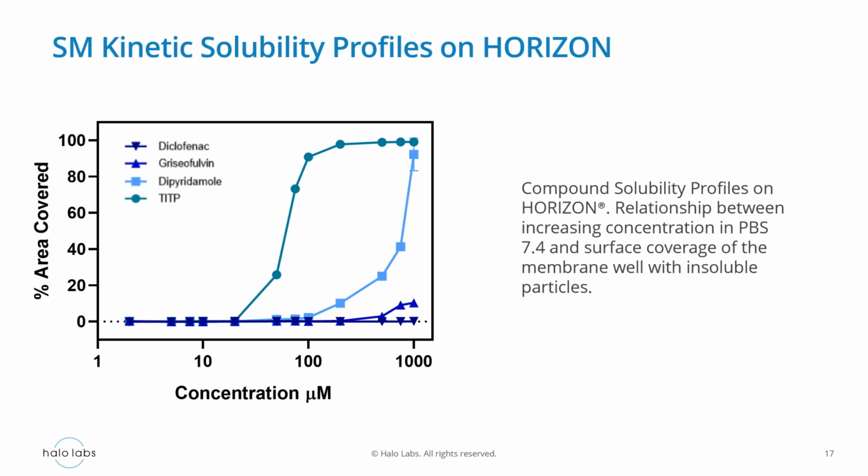These compounds then, as you can see, at some point they start coming out of solution, and then they have different ramps. They have different rates of precipitation. This one, for example, TITP, precipitates faster than the other ones at much lower concentrations. So this one is the most insoluble of our compounds.